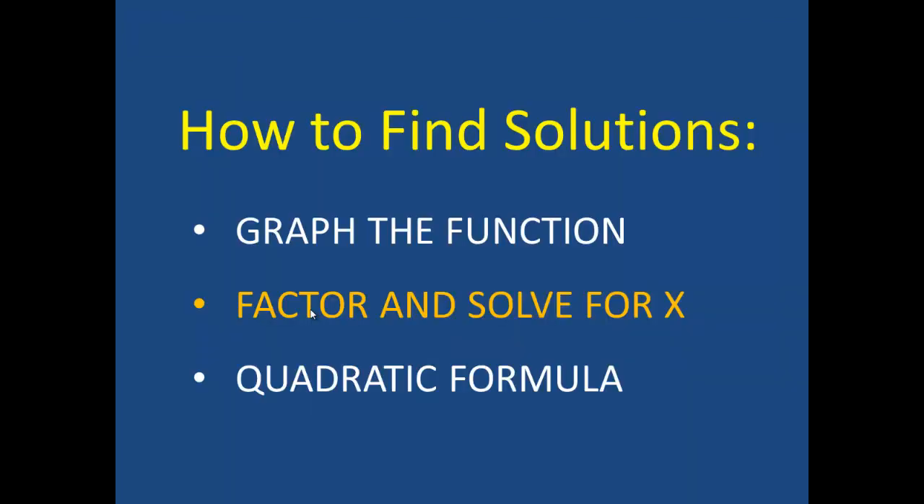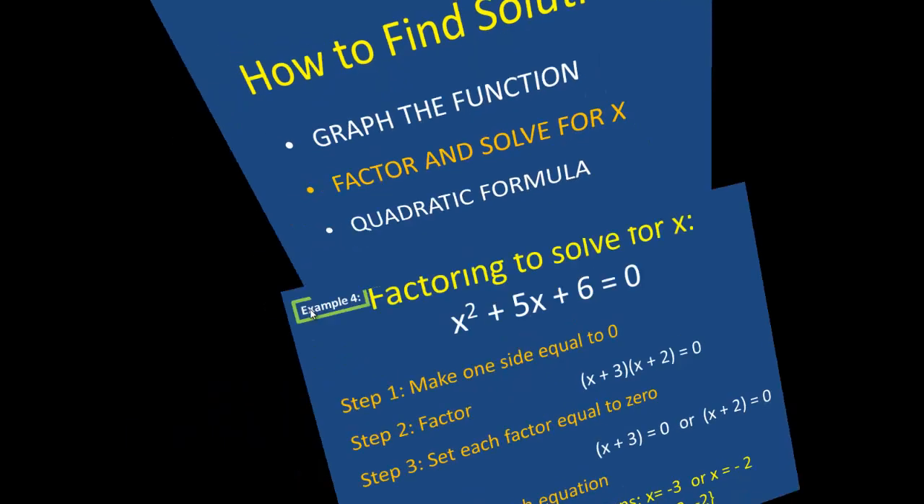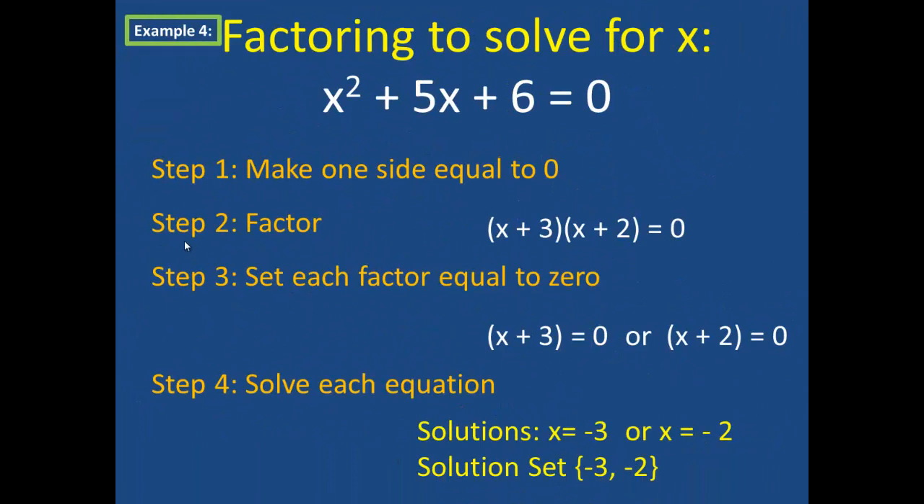The second method for finding the solution or roots of a quadratic function is to factor and solve for x. We've already learned how to do this during our unit on factoring. In example 4, which is on page 2 of your guided notes, we start with the function x squared plus 5x plus 6 equals 0.